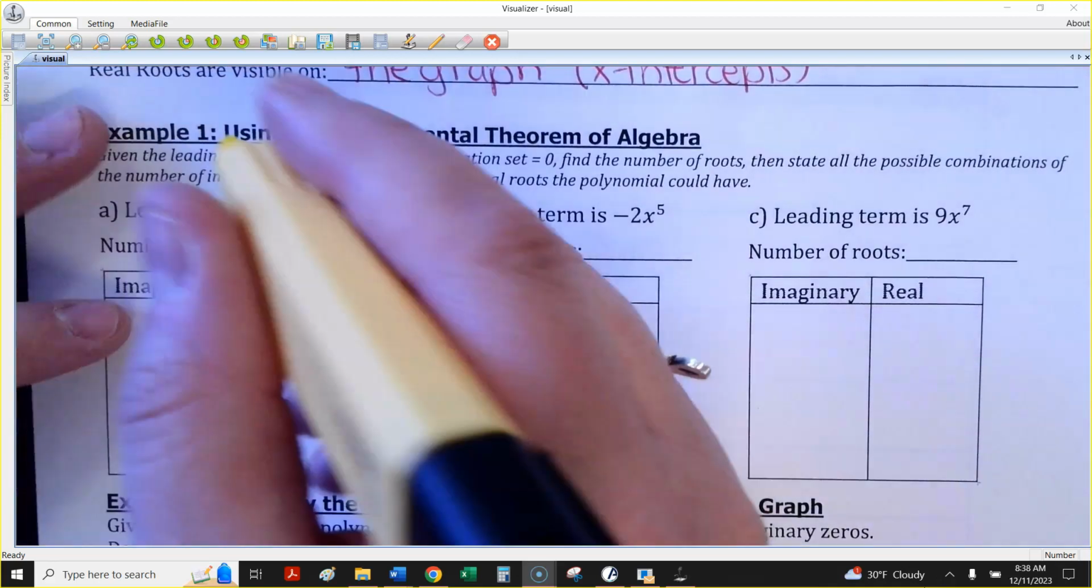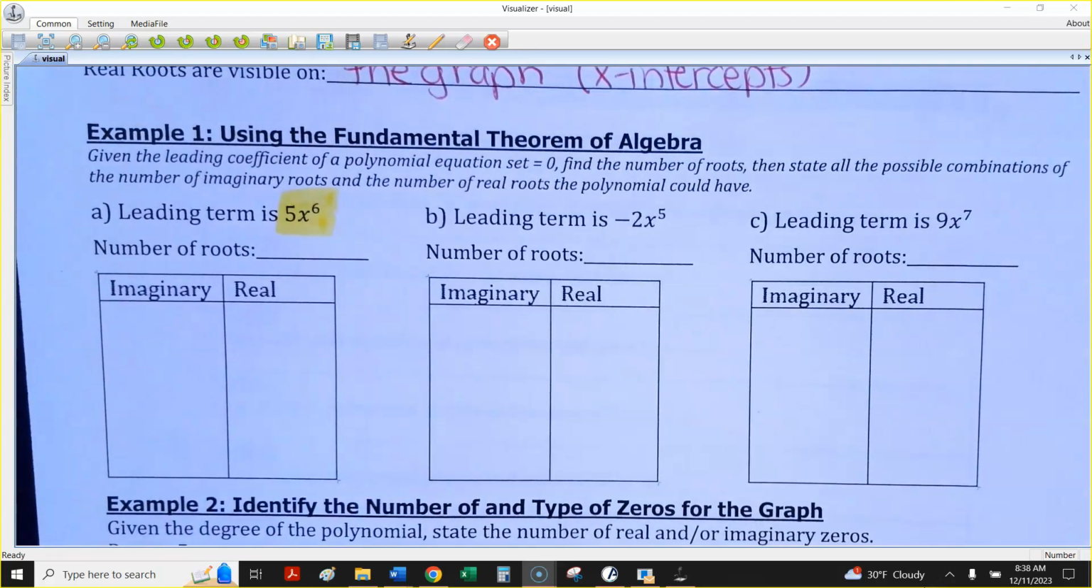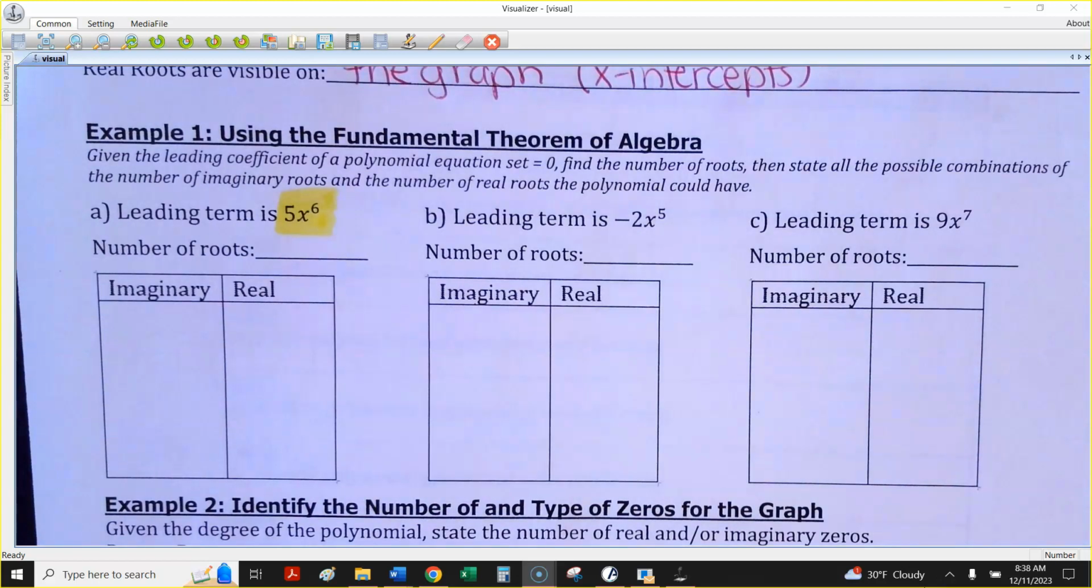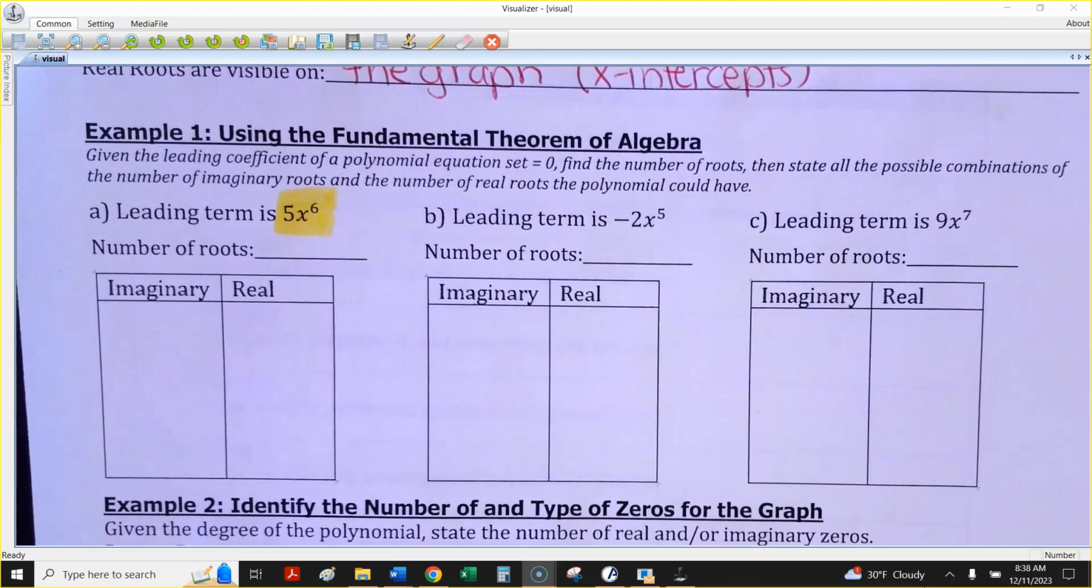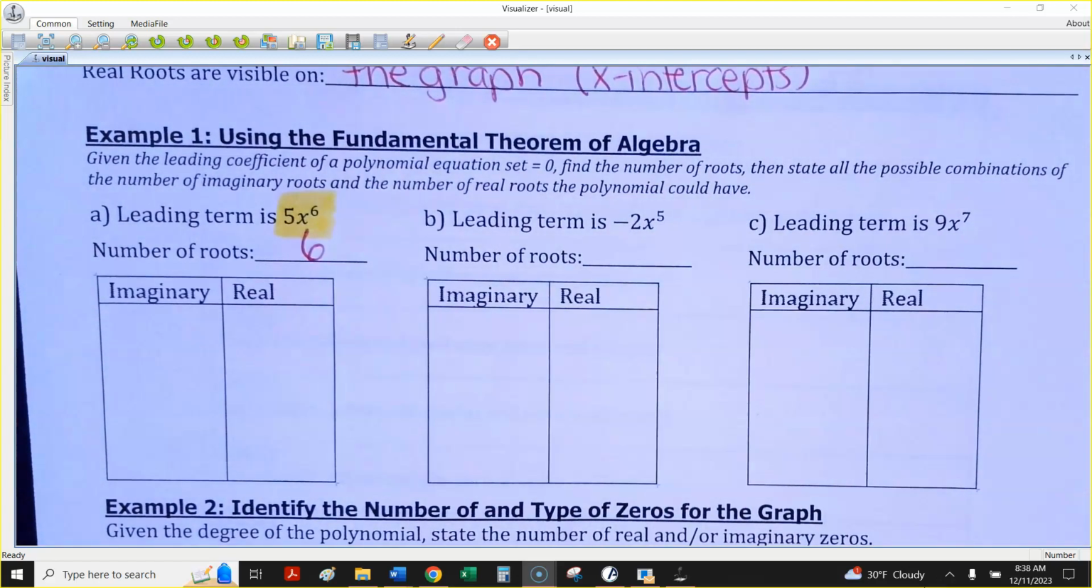All right, so here's my first one, and I'll make a little table for our answers because there's more than one answer. How many answers, roots, zeros, whatever you want to call it, would you have if you know that the very first term in your polynomial in standard form is 5x to the 6? How many answers would it have to have? What do you think? 6. Okay. Now, here's how I would recommend writing the possible combinations. I always start with imaginary because I know the imaginary ones have to come in pairs, so it's got to be even numbers.